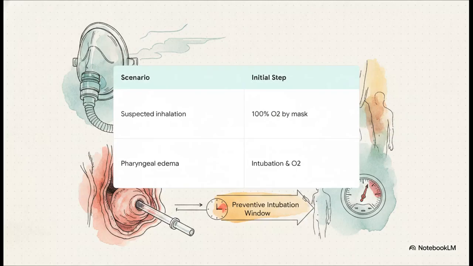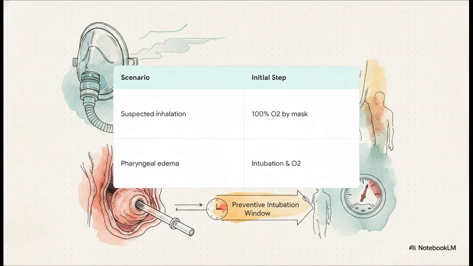Now, this brilliantly illustrates the sequential logic of airway escalation. Take a patient with suspected inhalational injury, but no hard obstructive signs just yet. Your initial step? Option B, deliver high-flow 100% supplemental oxygen via a tightly fitting mask to address the acute hypoxia. But if that patient presents with oropharyngeal soot, singed nasal hairs, and visible posterior pharyngeal wall edema, the correct move immediately shifts to prompt elective endotracheal intubation.